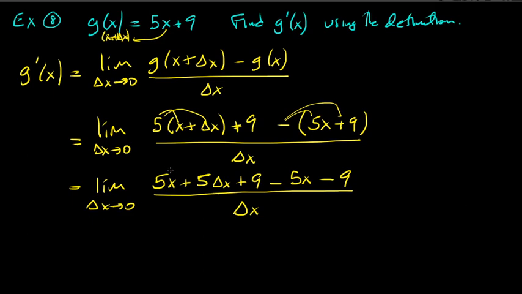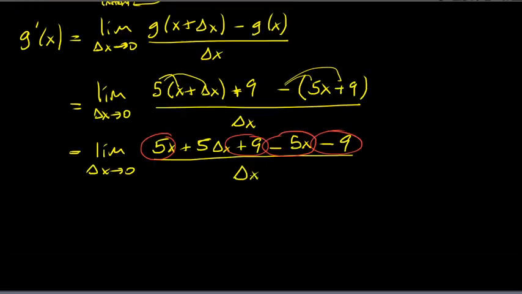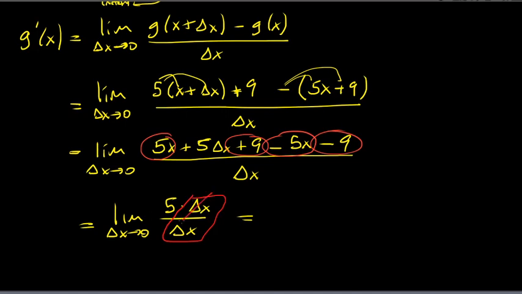So now we can cancel a lot of things, right? 5x minus 5x is 0, and 9 minus 9 is 0. So now we're just left with, oops, I didn't want green. Yellow here. So this will equal the limit as delta x approaches 0 of 5 times delta x all over delta x. And if you're thinking, well, if I plug in 0, I still get 0 divided by 0. And that's true. But delta x divided by delta x is 1. Right? It's like 2 divided by 2, right, is 1. Anything divided by itself is 1. So this is just 5 times 1.